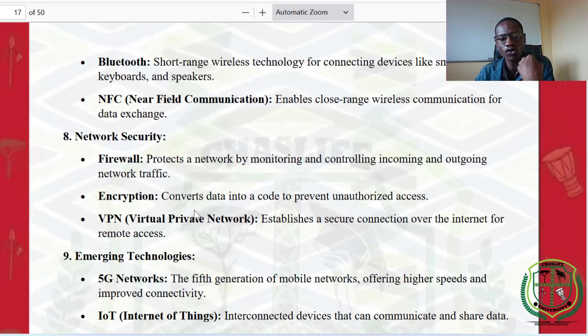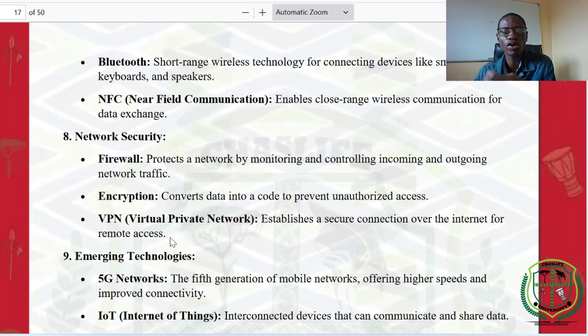Then we have what we call network security. Under network security, there's what we call a firewall. A firewall protects a network by monitoring and controlling incoming and outgoing network traffic. So it is able to check what is safe and what is not.